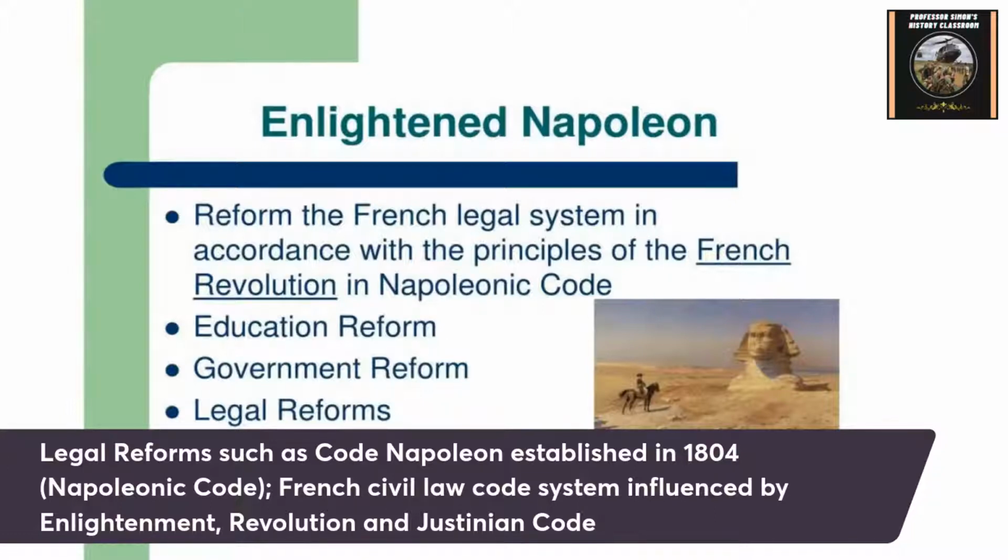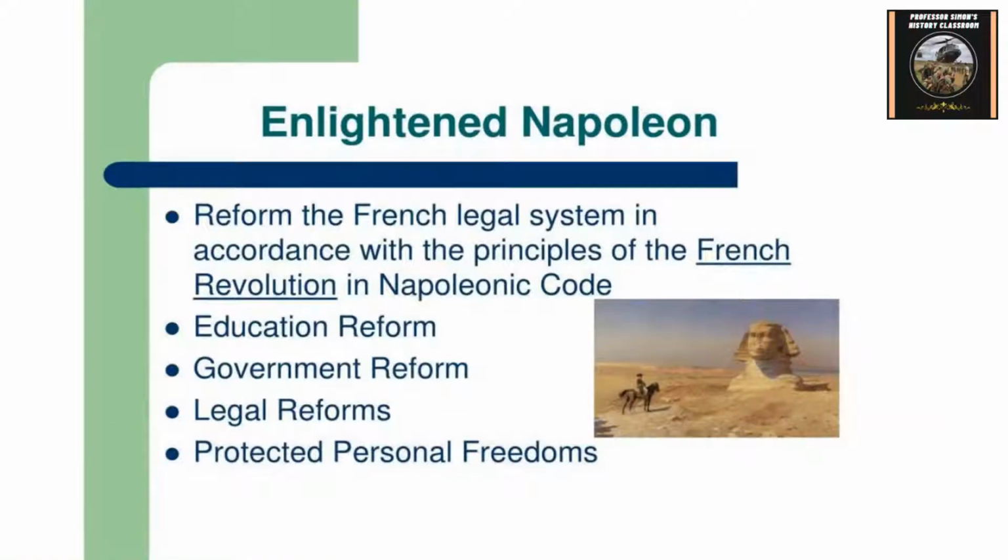And the Napoleonic Code is a French civil law code system that was developed under Napoleon, signed by him into law in 1804. And a lot of it was based on the ideas of the Enlightenment, like I said, and the ideals of the French Revolution, but it was heavily influenced by the Justinian Code that went back to the Byzantine Empire, Eastern Roman Empire, going back to Emperor Justinian in the sixth century. And this code influenced a lot of European law code systems throughout Europe.